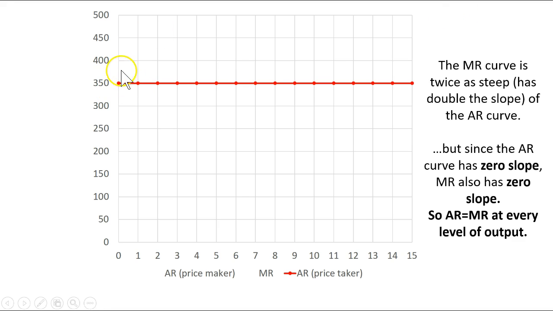It starts at the same point, but since the curve doesn't slope downwards for average revenue, the marginal revenue curve never slopes downwards either. So they track each other. So we can say that when the firm is a price taker, when the price is unchanged no matter how much output it produces, then average revenue and marginal revenue are equal at every level of output.